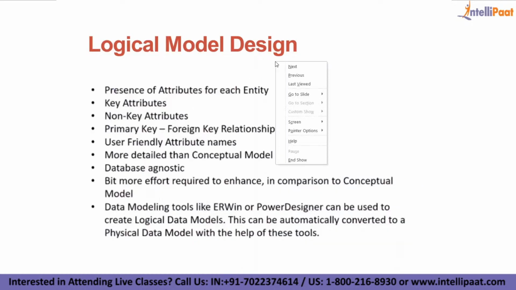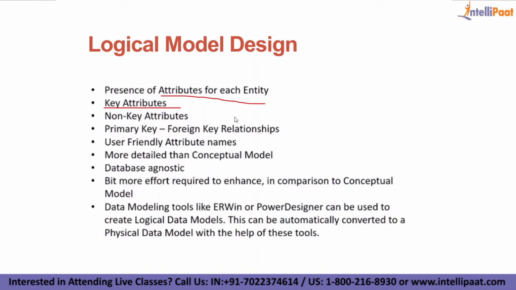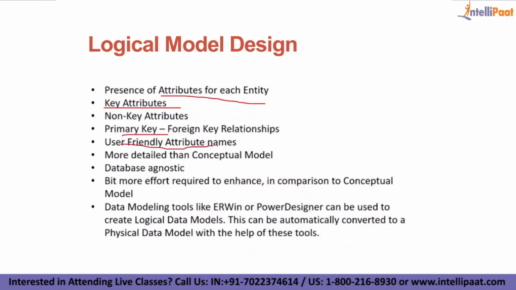So presence of attributes: definitely you will have attributes present in each entity, the key attributes, the primary key and foreign key, and the non-key attributes, the descriptions, right? These are all the non-key attributes. This date is a key attribute. Here the product ID is a key attribute. Then the primary key, foreign key relationship: definitely you will have the primary key and foreign key relationship. And user-friendly attribute names: you can have only the descriptions, no need to have the primary key and foreign key.